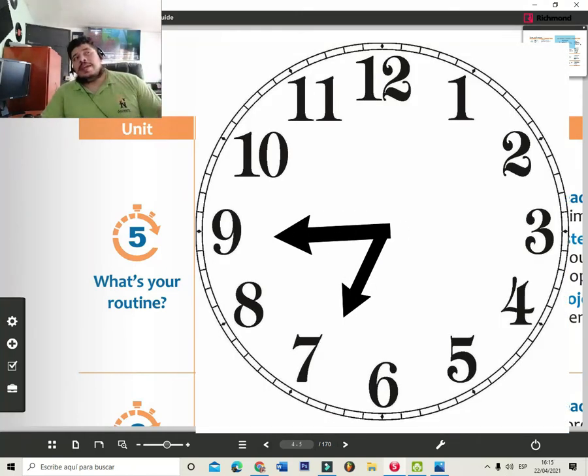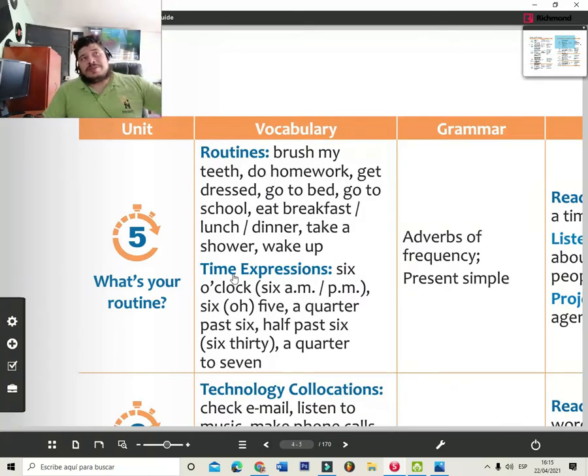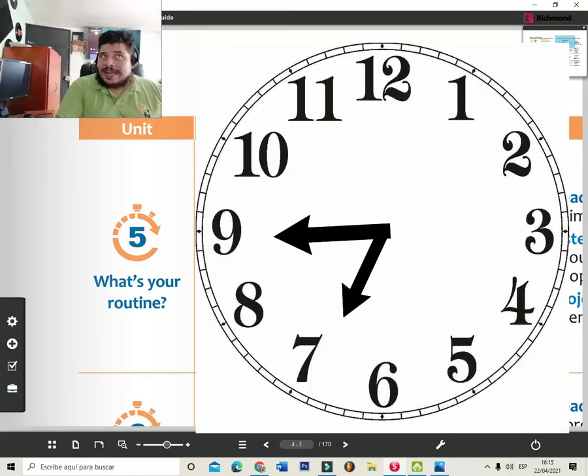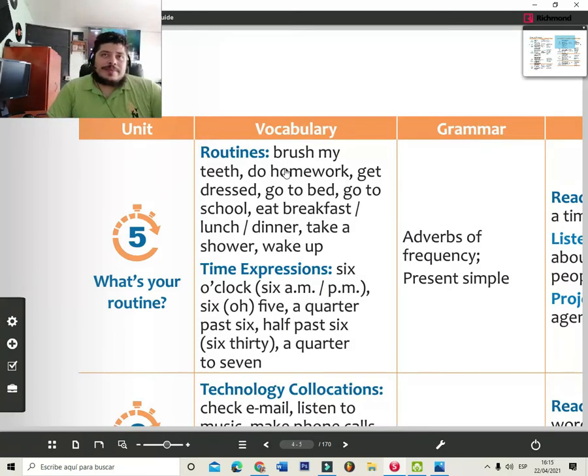And finally, we have a quarter to 7. That, once again, is the same thing. We have 4 quarters, so if we only need 1 more quarter to 7, it means, guys, that the arrow is going to be pointing to number 9. Okay? So, that's it with the vocabulary.